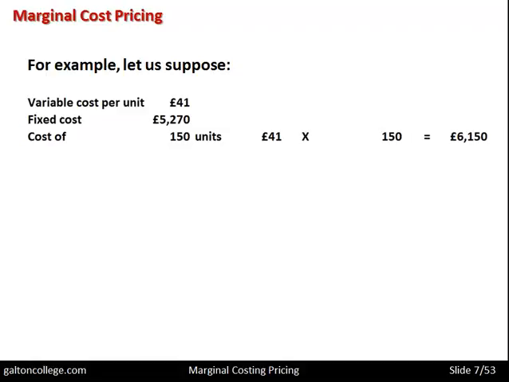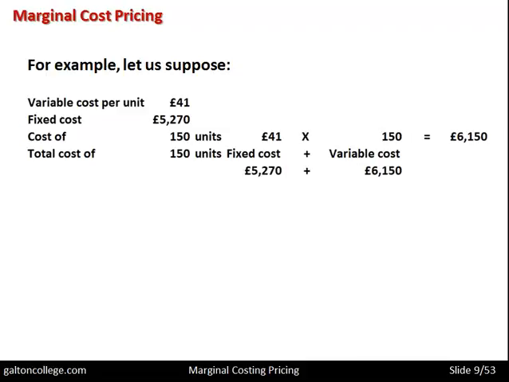So we can work out the cost of 150 units. It's 41, the variable cost of producing each unit, times the number of units we produce. We produce 150 units, so it's 41 times 150. So the variable cost is £6,150. Now the total cost of 150 units will be the fixed cost plus the variable cost. So the fixed cost is 5,270 as reported earlier, plus the variable cost, which was calculated at 6,150. So if we add both together, we get the total cost, which is 11,420.